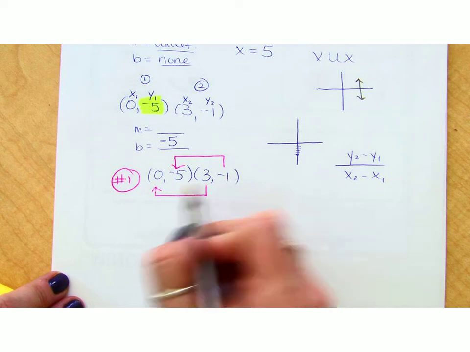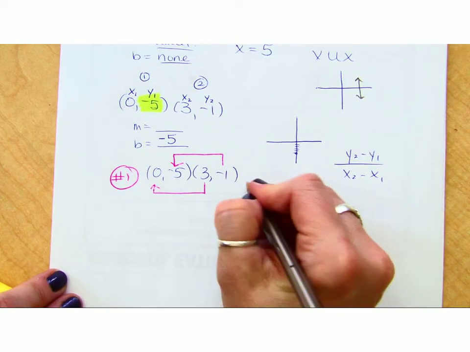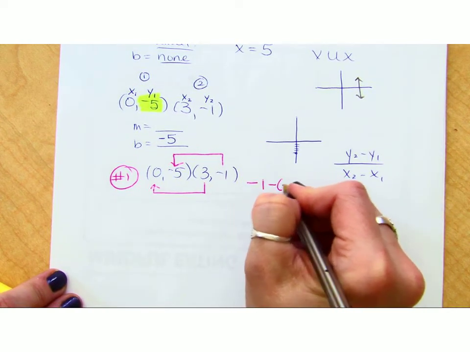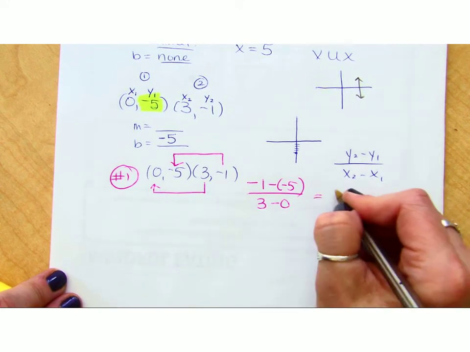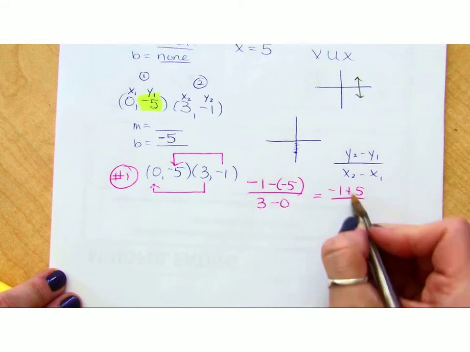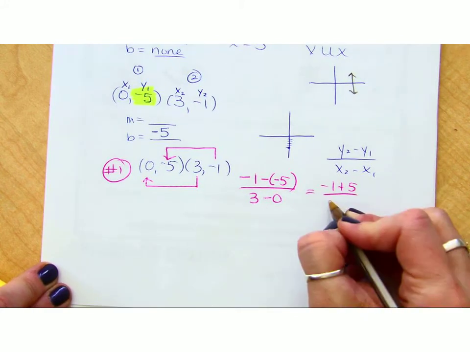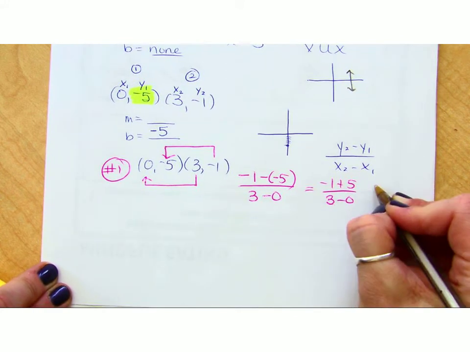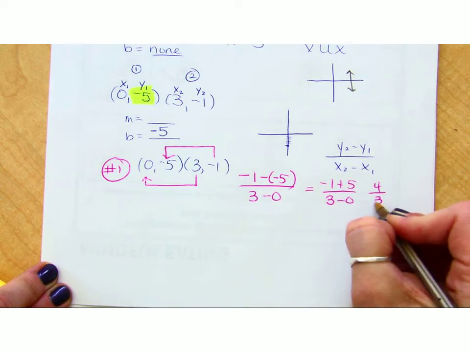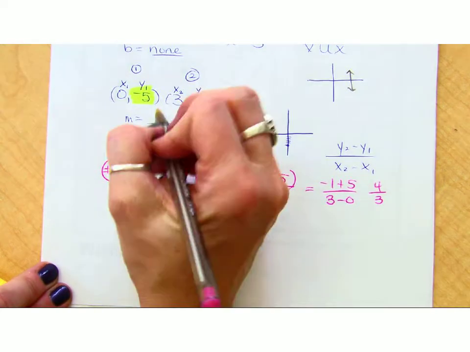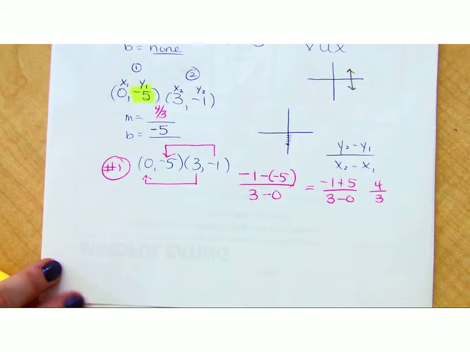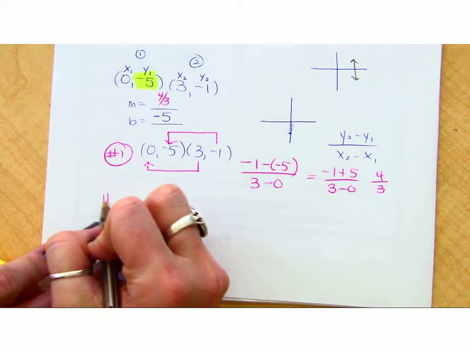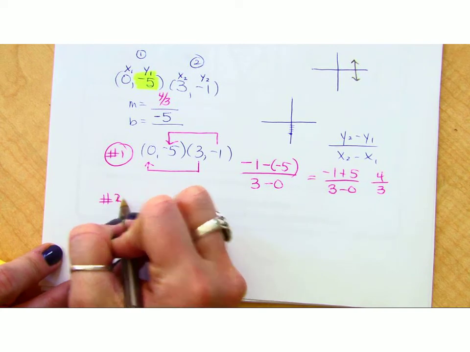Negative 1 minus negative 5 and 3 minus 0, which is the same as negative 1 plus 5. Can you go right to plus 5? Yep. 3 minus 0, which is 4 over 3. Got that? Hey, I know my slope is 4/3. If you don't want to do it that way, do you remember me showing you the table? Put it in a table.